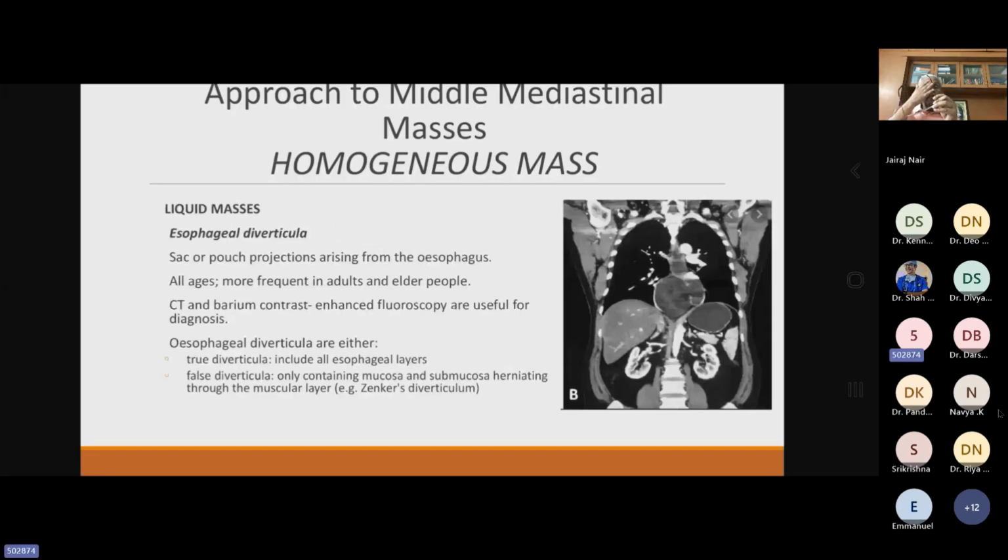Esophageal diverticula are sac or pouch projections arising from the esophagus. They can be seen in any age group, more frequently in adults and elderly people. CT and barium contrast fluoroscopy are useful for the diagnosis. Esophageal diverticula are either true diverticula, including all the layers, or false, containing only the mucosa and submucosa herniating through the muscular layer, as seen in the Zenker's diverticulum.